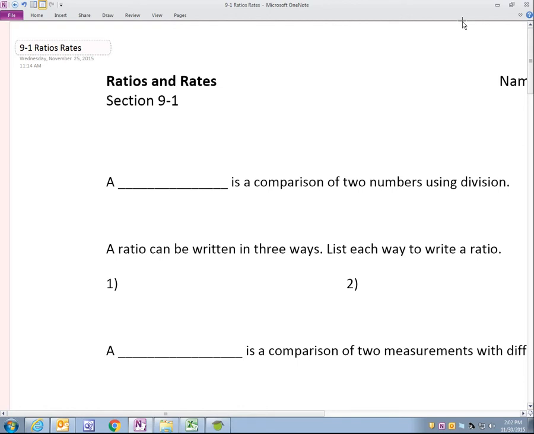Ratios and rates, section 9.1. This is all stuff, as I was just telling you, from last year. We're just going to be reviewing it, so when we get into the harder stuff, you have it fresh in your memory. Now, before I even start, how many of you remember from last year doing this? It's okay if you don't. Okay? Good. About a third.